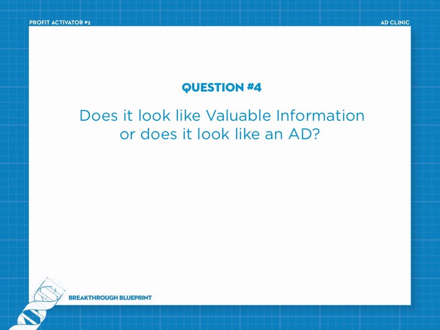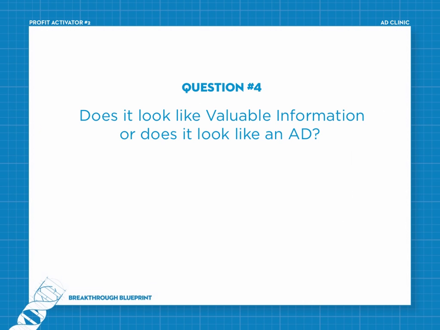And that's our question number 4. Does it look like valuable information, or does it look like an ad? Now, there's something very important to realize here. And that is that when people are looking through publications, they are looking for valuable information. They're not looking for ads. When people are reading the newspaper, they're looking for the articles. Same thing when they're looking through magazines.